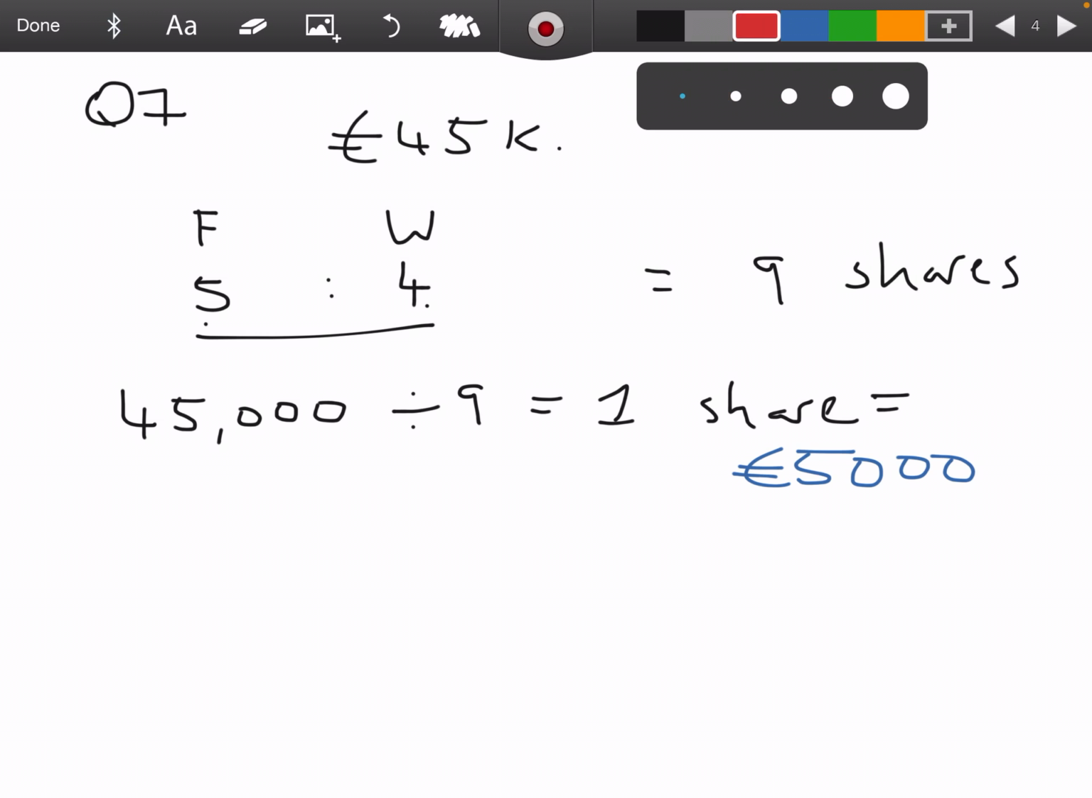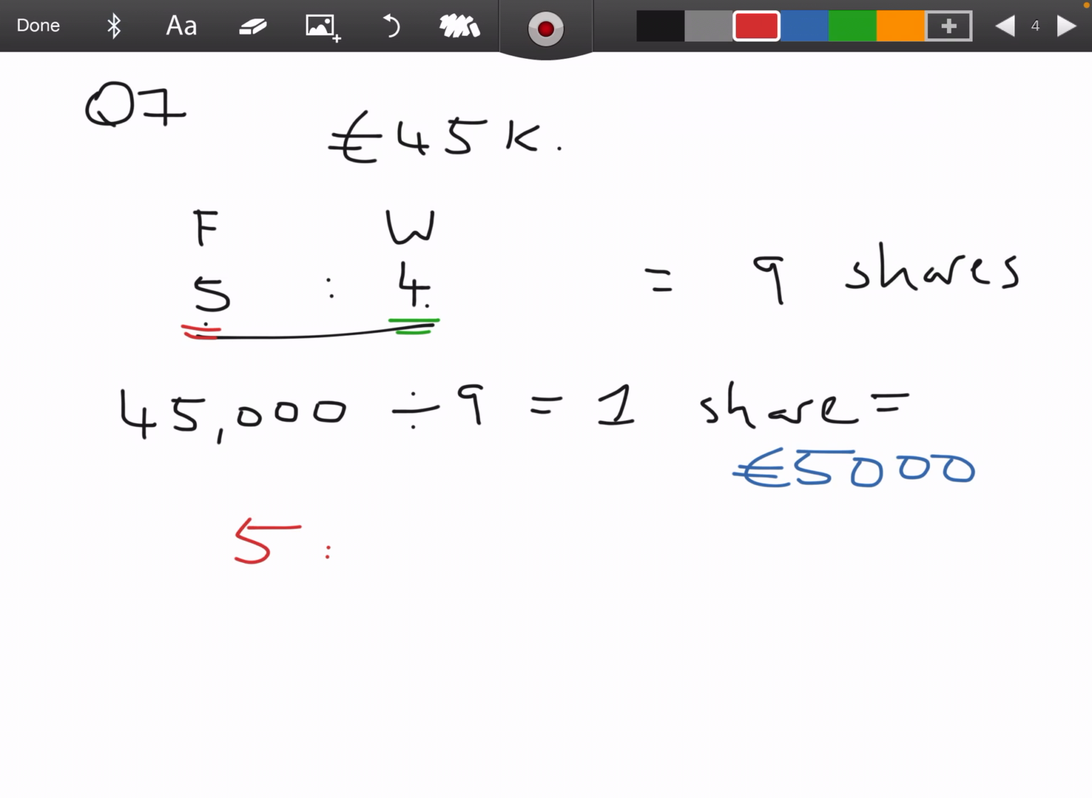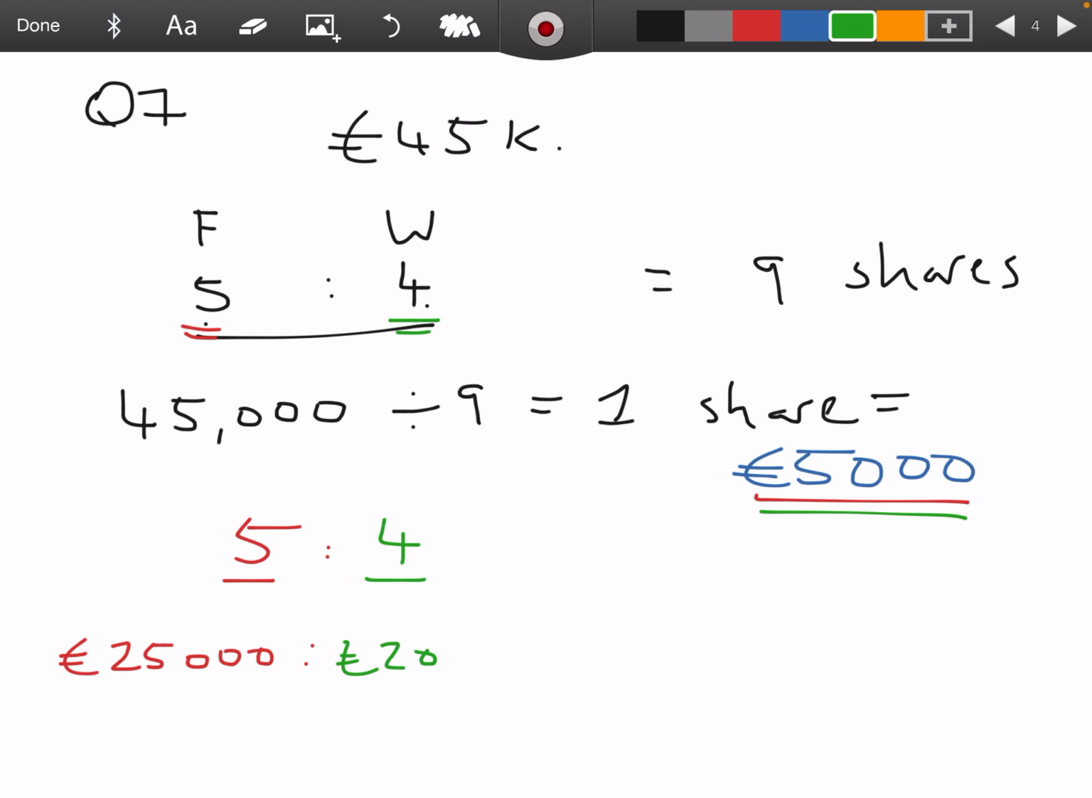And then I work out what 5 shares are worth, and I work out what 4 shares are worth. So when it's 5 is to 4, I'll do 5 times 5,000, which will be 25,000. And I'll do 4 times 5,000 to work out what 4 shares is, which is 20,000. And so that's how the prize money has been split up.